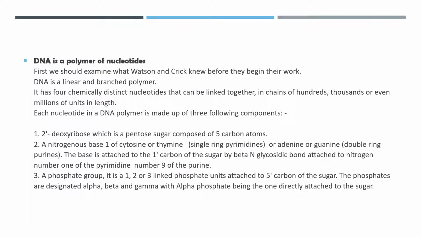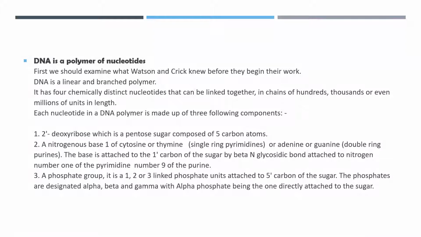DNA is a polymer of nucleotides. First, we should examine what Watson and Crick knew before they began their work. DNA is a linear and unbranched polymer. It has 4 chemically distinct nucleotides that can be linked together in chains of hundreds, thousands, or even millions of units in length. Each nucleotide in a DNA polymer is made up of the following 3 components.